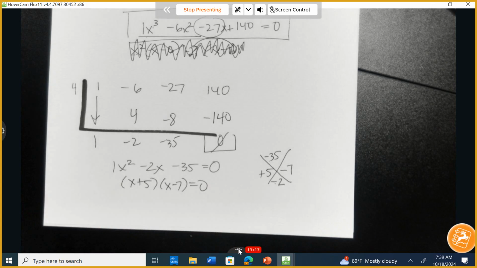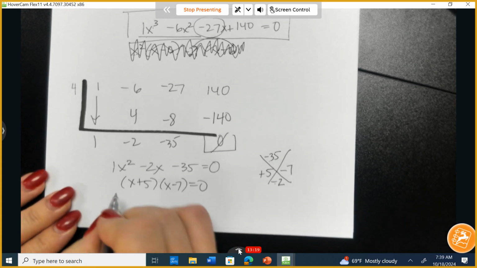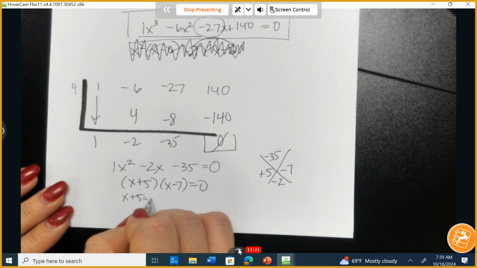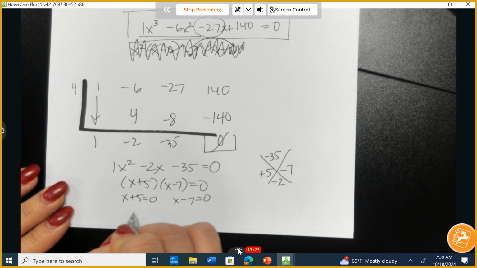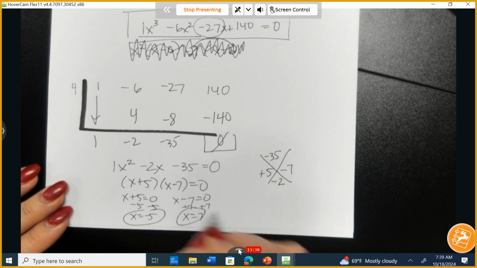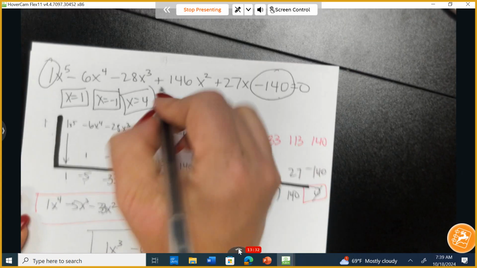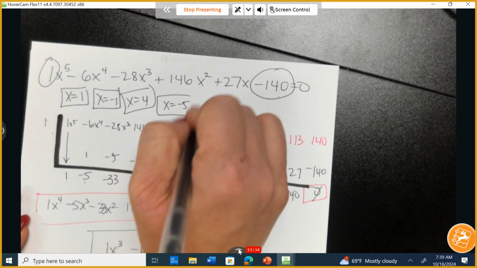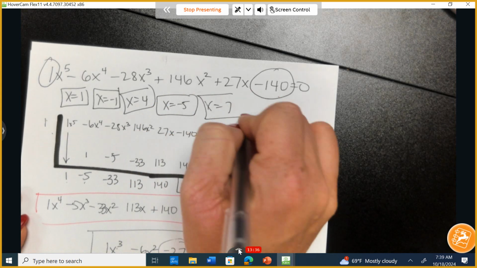Those are the two parentheses called factors. I'm going to set each one of these equal to 0, and I'm going to solve. And in doing so, I achieved answers of -5 and +7. x equals -5, x equals +7.